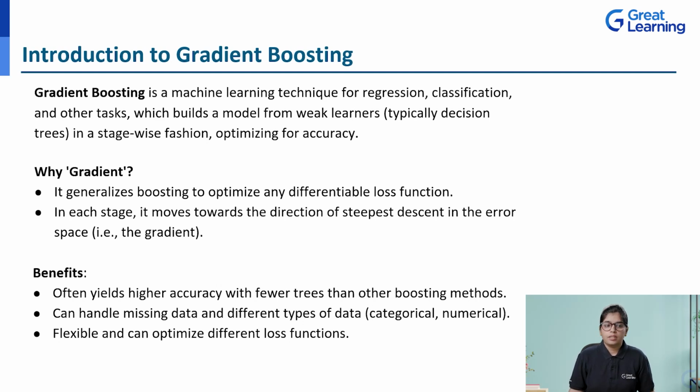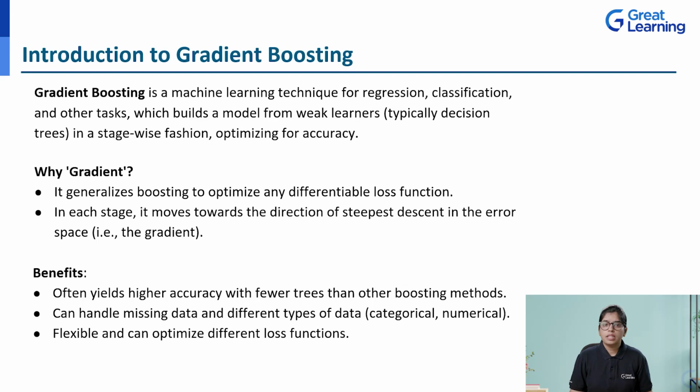The next question is, why gradient? It generalizes boosting to optimize any differentiable loss function. Now what does that mean? The loss function, as we already discussed, measures the discrepancy between the predicted and the actual value. So it generalizes boosting to optimize any differentiable loss function. That's why we need the gradient there. In each stage, it moves toward the direction of steepest descent in the error space.